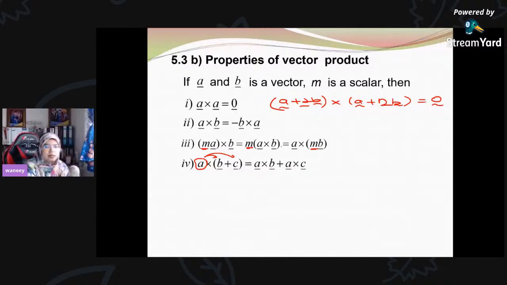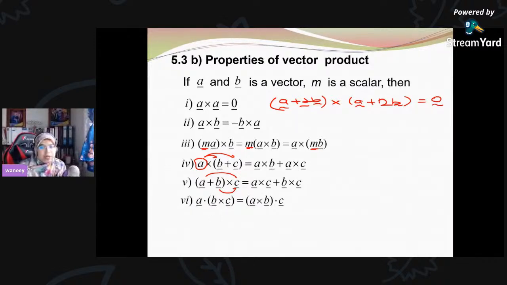Another one is that if we have A plus B cross C, if you want to expand them, this is A cross C plus B cross C. So do make sure who stays on the left and who stays on the right hand side. Okay, so now the next one.